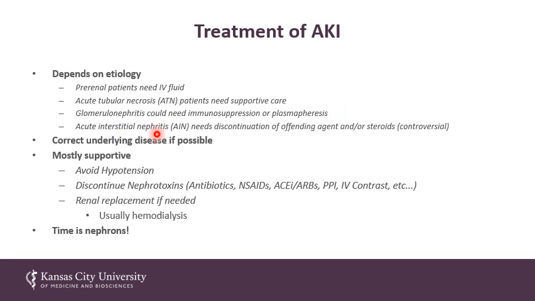If they have interstitial nephritis, usually medication related, you need to stop the offending agent, and you may want to give them steroids. In general, you try to correct the underlying disease causing the problem. So if they have heart failure, you make the heart failure better. If they have liver failure, try to make the liver function better.